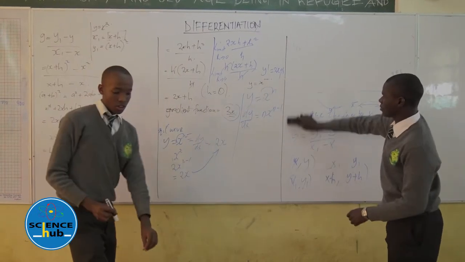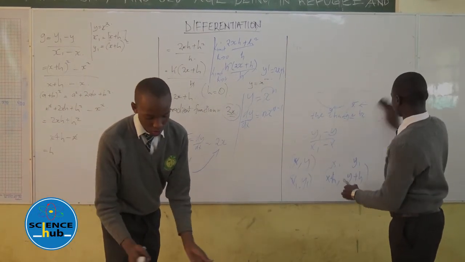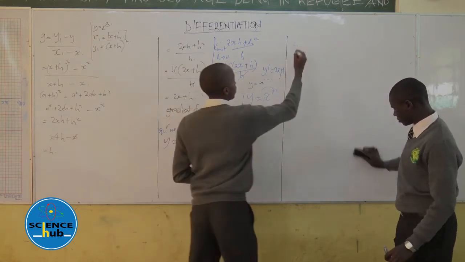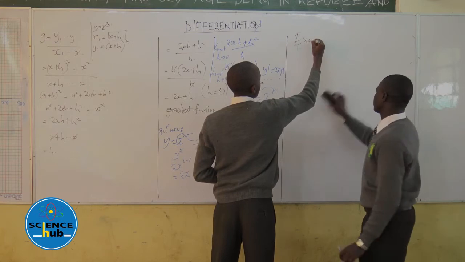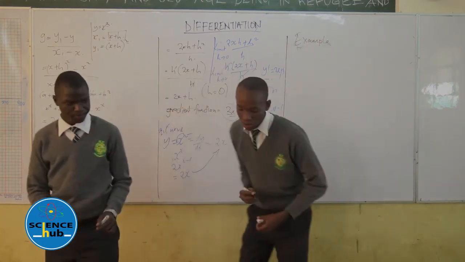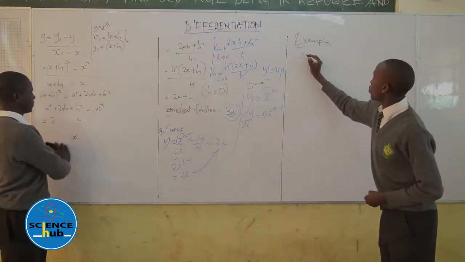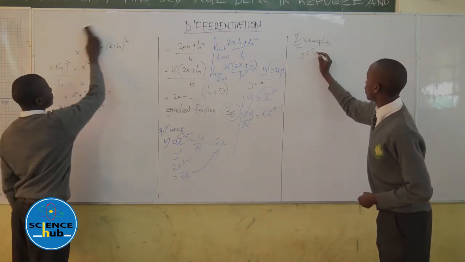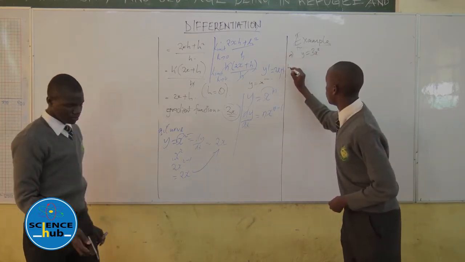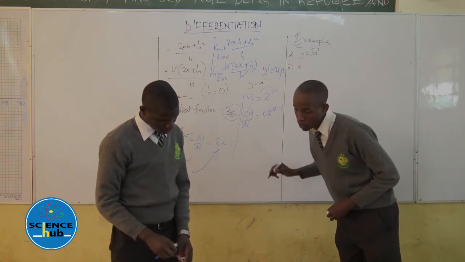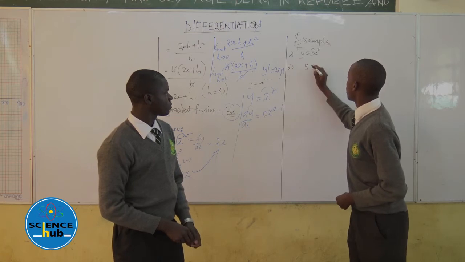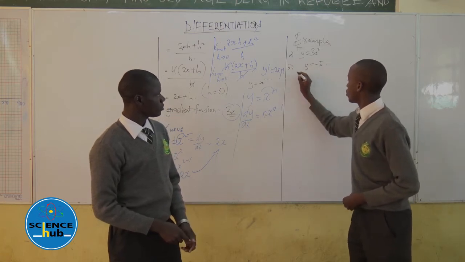And let us have some examples for you to understand. So we're going to have an example: y equals 3x squared, that is a, and maybe for b, y equals negative 5. That's how the solution goes.